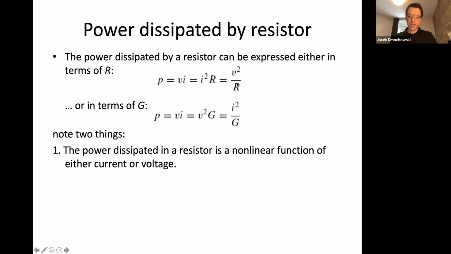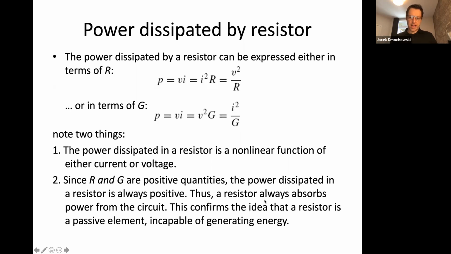Note that R and G have to be positive. You cannot have a negative resistance or a negative conductance. Therefore, power is always positive across a resistor. The power dissipated by a resistor is always positive. What that means is that the resistor is absorbing the power. That should make sense because a resistor is a passive circuit element, and passive circuit elements are not capable of injecting energy or supplying energy into the circuit.